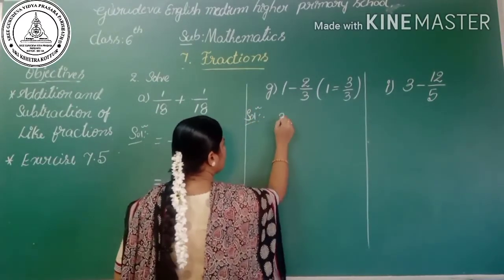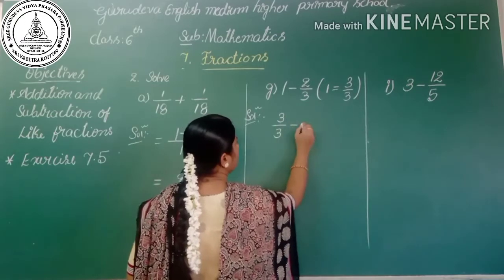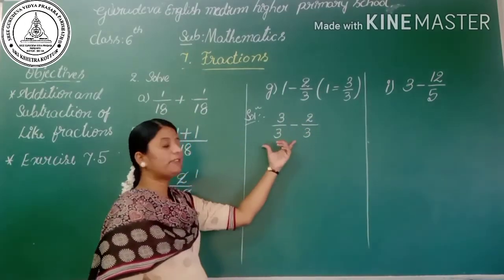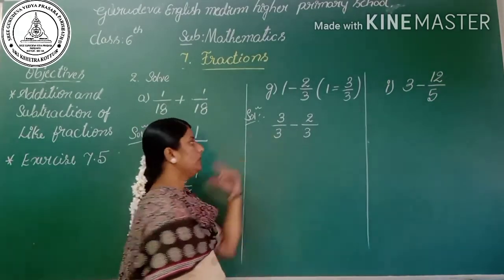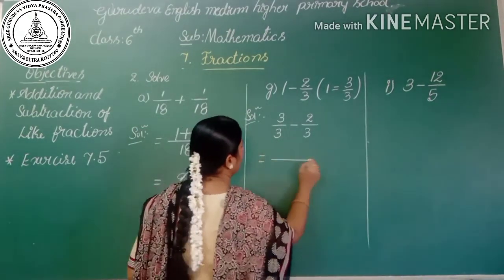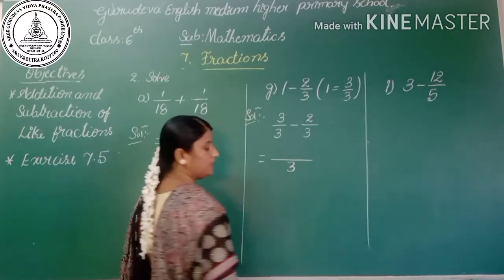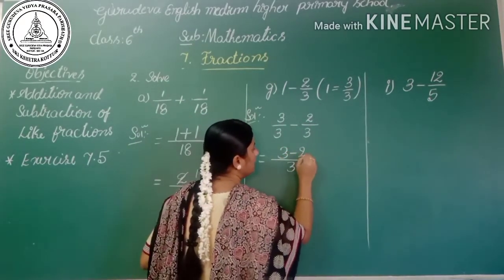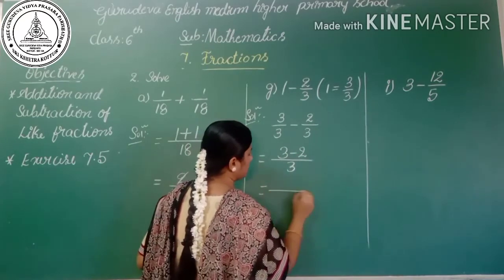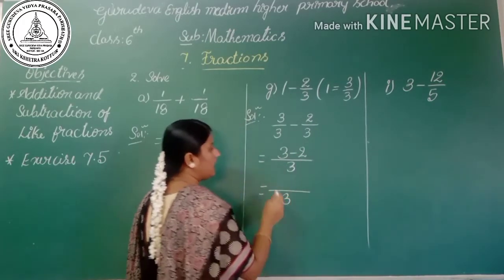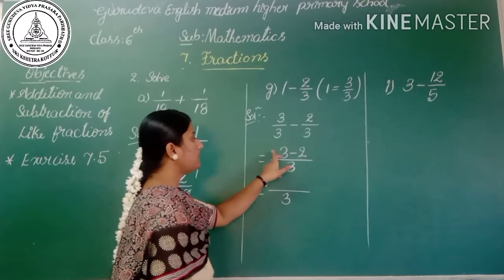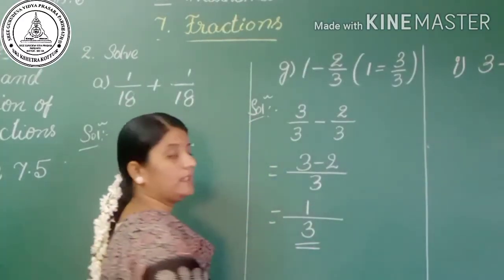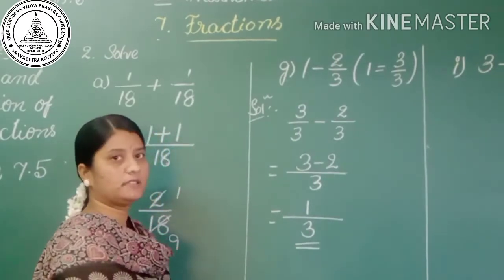1 can be written as 3 by 3 minus 2 by 3. Now you can see here both the fractions have the same denominator. Then subtract here. Write the denominator as it is and subtract the numerator, 3 minus 2, which is equals to 1. Write the denominator 3. It's 1 by 3, the obtained difference.